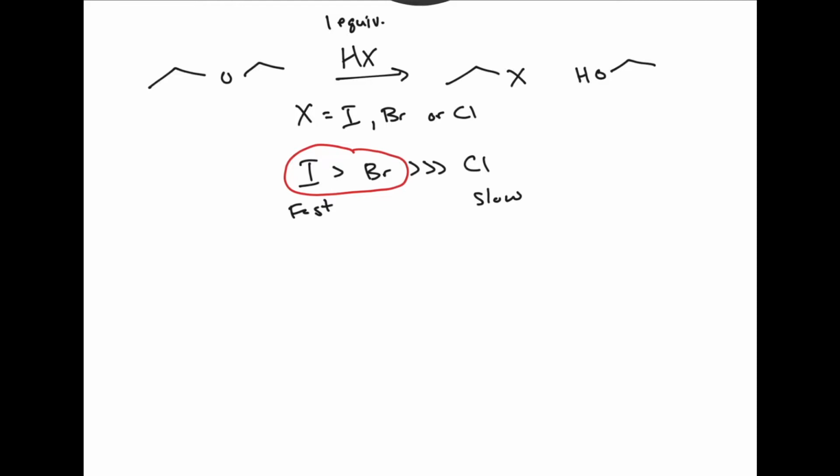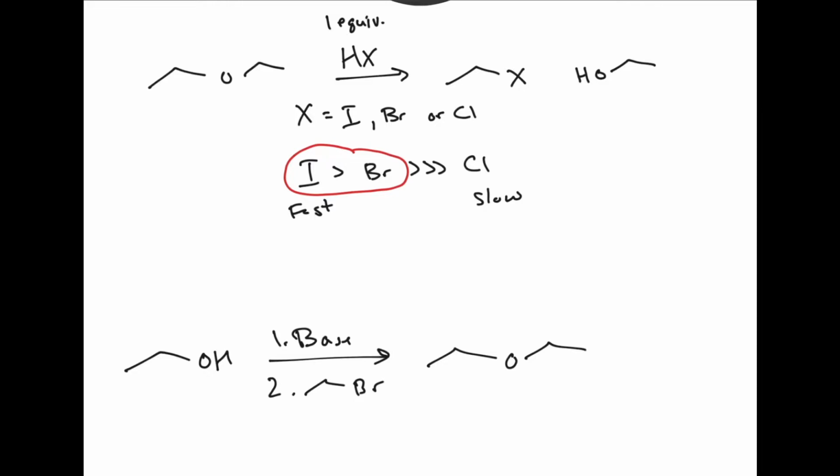So we can think of this reaction as the Williamson ether synthesis, but in reverse. If you remember the Williamson ether synthesis we went over a few days ago, you have an alcohol, you add a base, and then you add an alkyl halide, and you make an ether. This reaction is you have an ether, you add acid to it, and you get out an alcohol and an alkyl halide. So you're just basically undoing the Williamson ether synthesis.